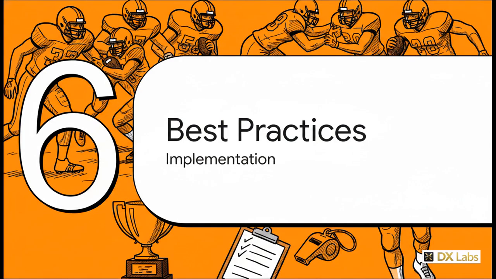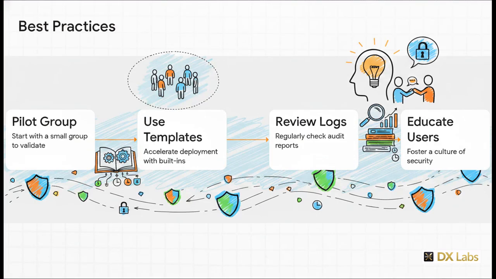Section 6. Implementation best practices. Implementing these strict controls can be super disruptive if you don't do it right. Think of a sports team. You wouldn't completely rewrite the playbook and try out a brand new strategy during the championship game, right? No, you test it out in a scrimmage first. The Microsoft Learn module outlines some absolutely critical best practices that you need to know for the AB-900 exam.